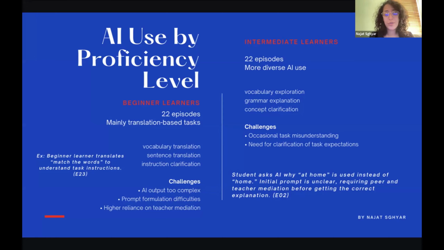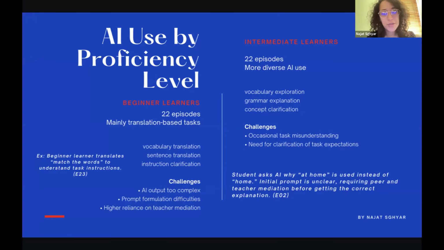Also, they struggled with prompt formulation. They didn't know how to ask AI to translate a certain word. And even when AI gave them an answer, they still went to the teacher to confirm if it was true or not. So they didn't really trust it.